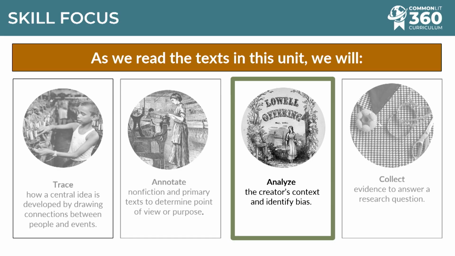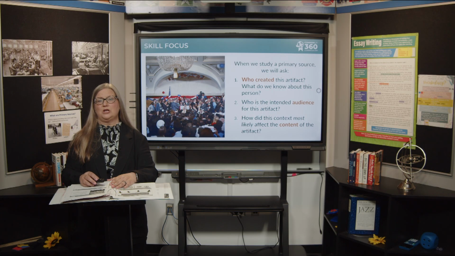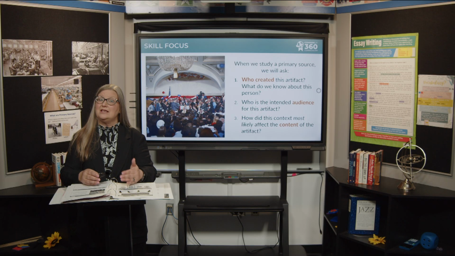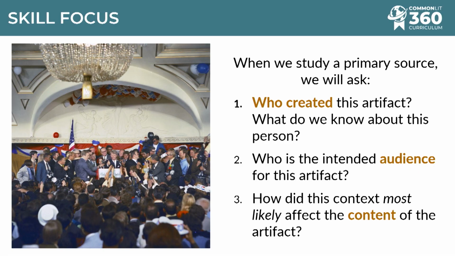Okay, so as we read today, you're going to be analyzing the creator's context and identifying some bias. That's one of the skills that we're going to be focusing on. But remember, when we were talking about primary sources, there are certain questions that we need to ask ourselves, right? Who created this artifact, and what do we know about this person? Who is the intended audience for this artifact? And lastly, how did this context most likely affect the content of the artifact?